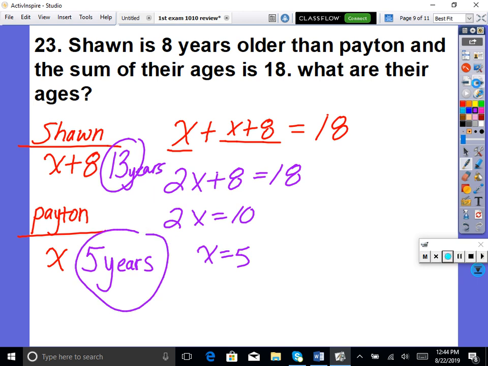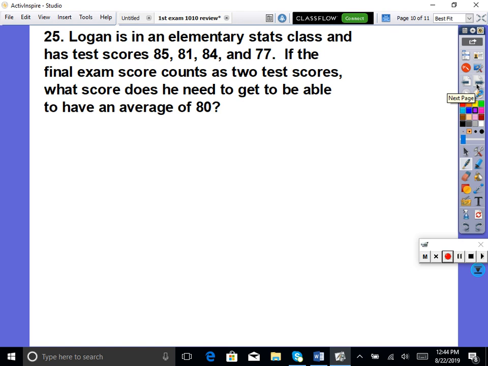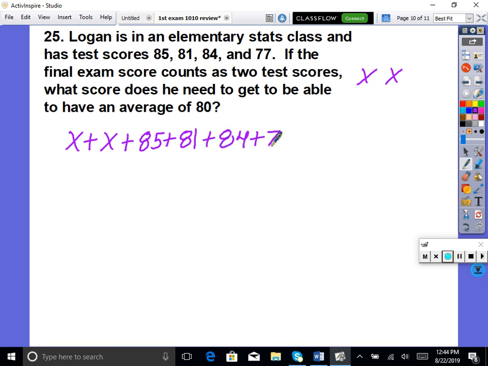Pretty straightforward, you guys. All right, Logan is in elementary stats class and has test scores 85, 81, 84, and 77. If the final exam score counts as 2 test scores that we don't know, what score does he need to get to be able to have an average of 80? So remember, to do average, we'll add up all our scores. Our first 2 x's we have, technically it's just 1 test, but they're worth 2 exam scores. So 2 x's there, plus 85, plus 81, plus 84, plus 77, divided by the total number. That's how we do averages. 1, 2, 3, 4, 5, 6 test scores. We wanted, in the end, to equal 80.